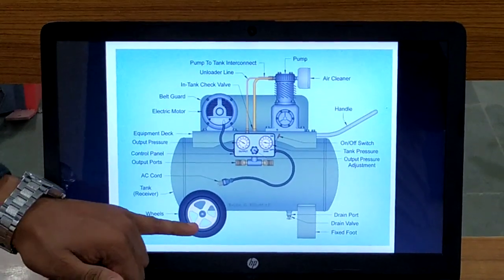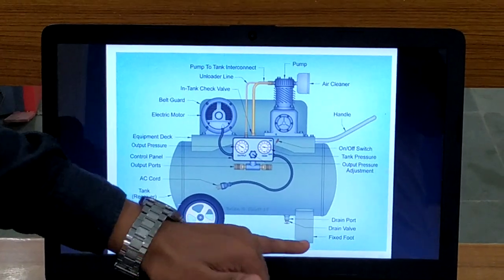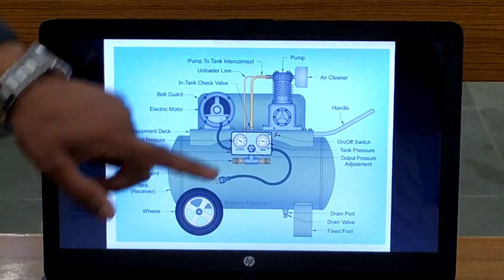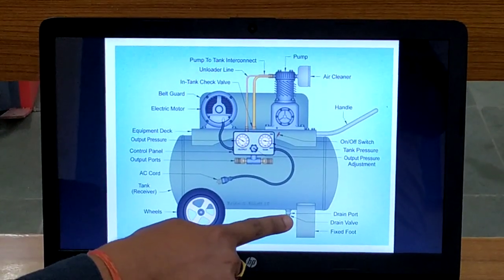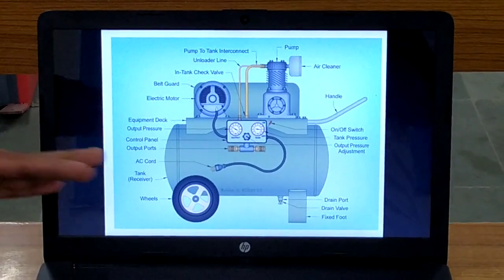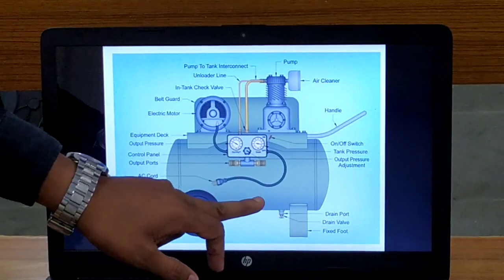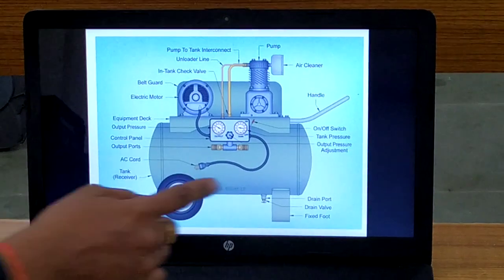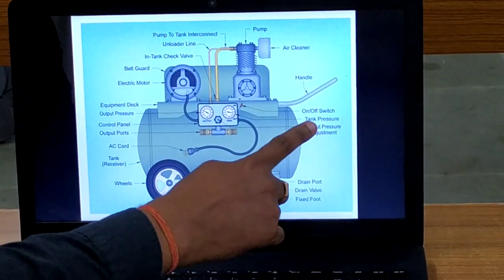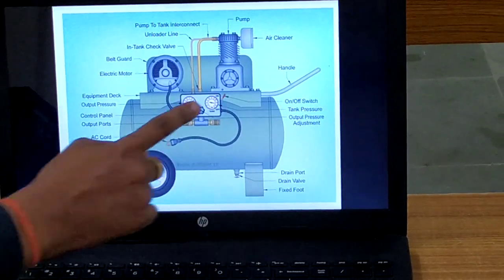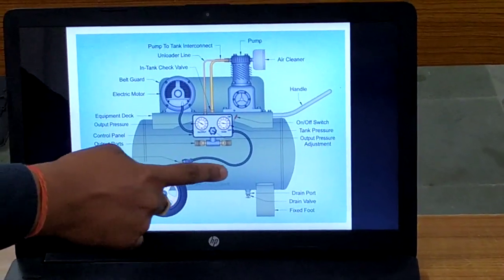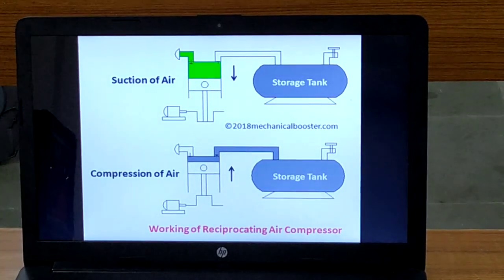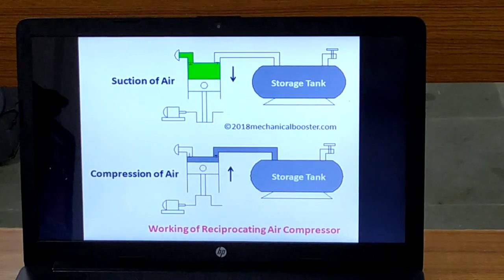This is the tank, and this is the wheel, and this is the fixed foot. If you press this handle and lift it, the compressor can be moved. This is the drain port and drain valve. You can release all the compressed air by this drain port and drain valve. This is the output pressure adjustment, and this is the tank pressure. This is the on and off switch of your AC input to the motor. So now you see the working of the reciprocating air compressor.